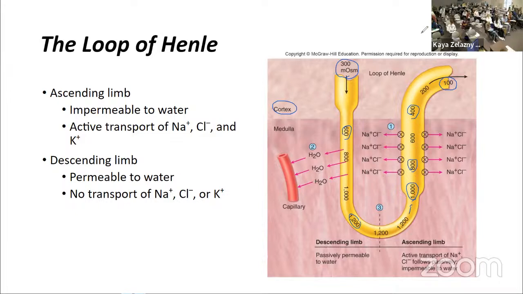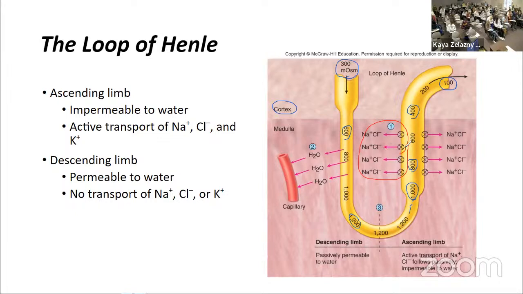Okay. So the way it does this is with transporters. Okay, so this number 1 here, what it's showing us here is that we're taking solutes, so chiefly sodium and chloride, also some potassium.